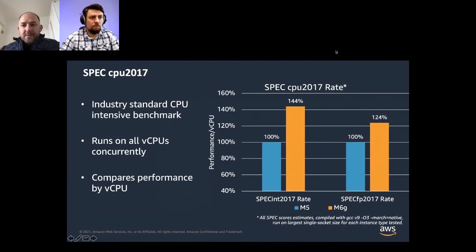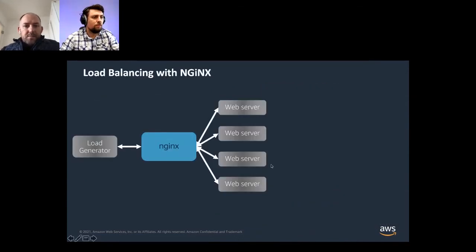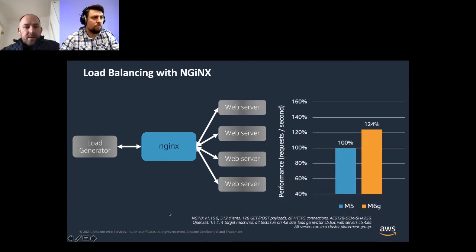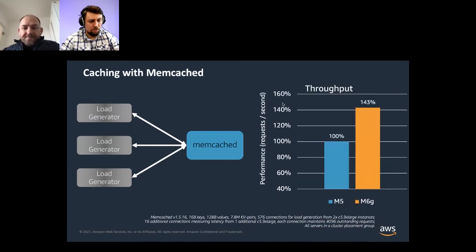Few more benchmarks. SPEC CPU 2017, just a synthetic benchmark being run on M5 and M6G. As I said, a little bit better. Load balancing with Nginx. Nginx also supports ARM. You can also run Nginx on Gravitons, and get 24% better performance for load balancing. Memcached, another example, supports Graviton, supports ARM. 43% better throughput.